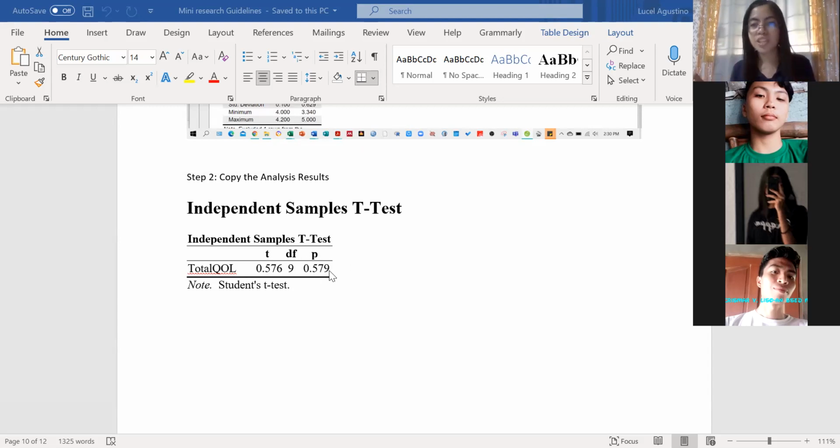Then interpretation. The principle is, if your p-value is less than your level of significance alpha, then reject H0, or significant.